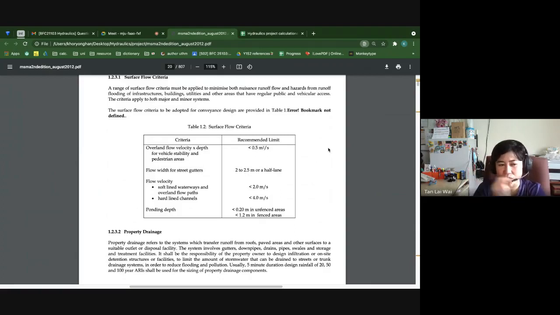Once you have checked Q rational is less than Q Manning, then you need to check for flow velocity in the drain. Make sure it's not greater than this. If it's soft line, make sure it's not greater than 2, and hard line not greater than 4, because you want to avoid erosion.